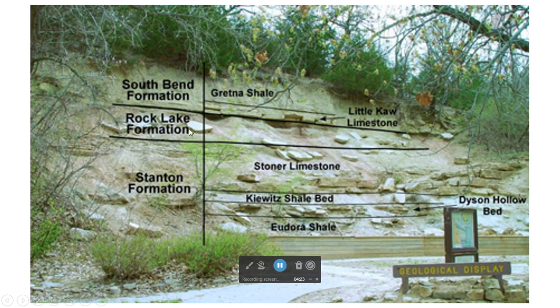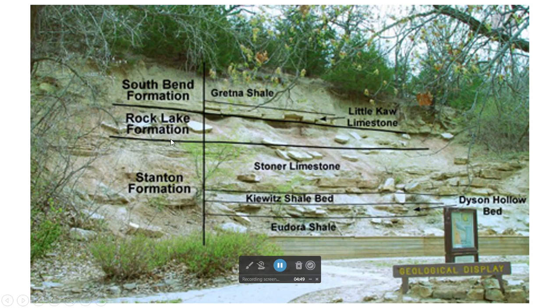Now above the Stanton Formation is the Rock Lake Formation. The Rock Lake Formation is not divided into members, but it's a very soft, shaley unit, as you can see in the image by the texture. And then finally at the top we have the South Bend Formation, and that is divided up into 2 different members, the Little Caw limestone at its base and the Gretna Shale at the top.